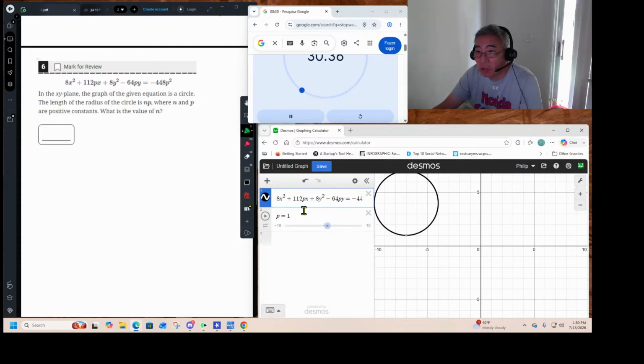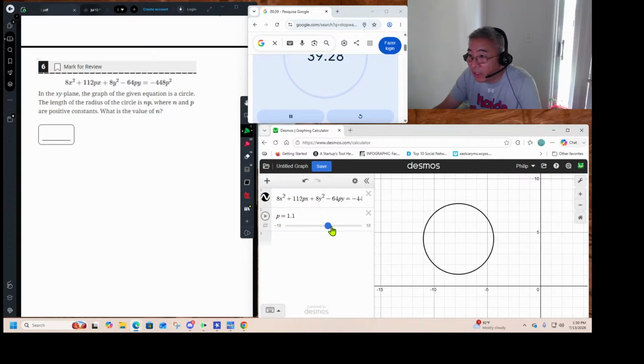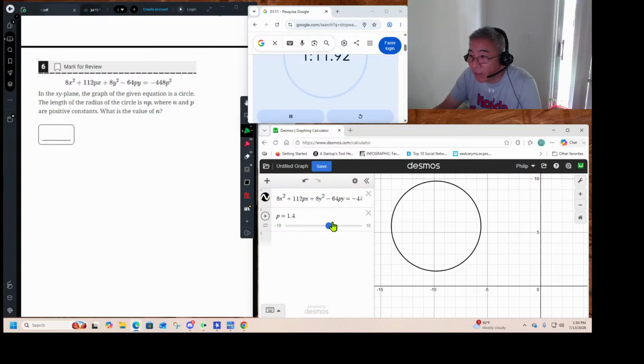Okay, and it says add a slider p. Sure, why not? I'll see what the slider p does, and it's kind of weird. Slider p basically makes the circle bigger and moves it to the left and up. Does a lot of different things, right? But one thing that is not that difficult is they're asking what the radius is in terms of np, right? So let's figure out what the radius is at some value of p, and then we'll be able to figure out what n is, okay?